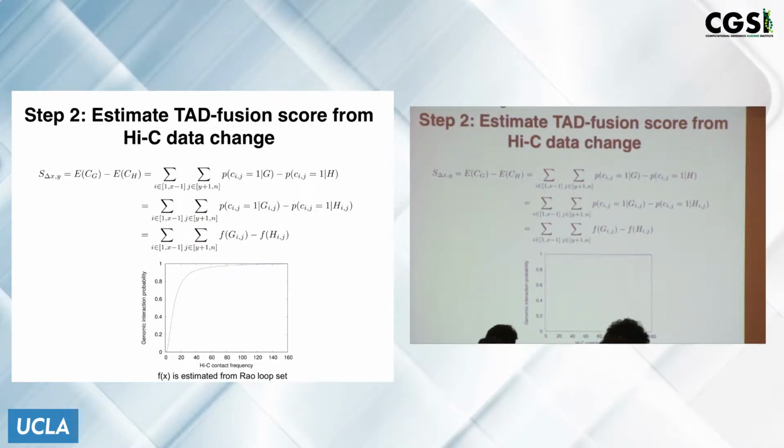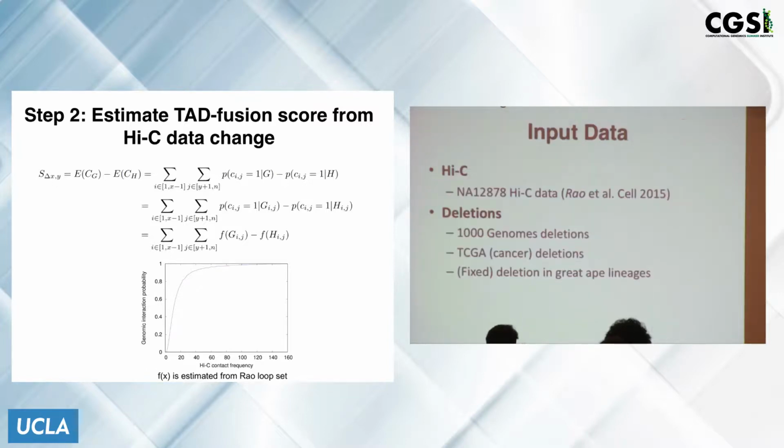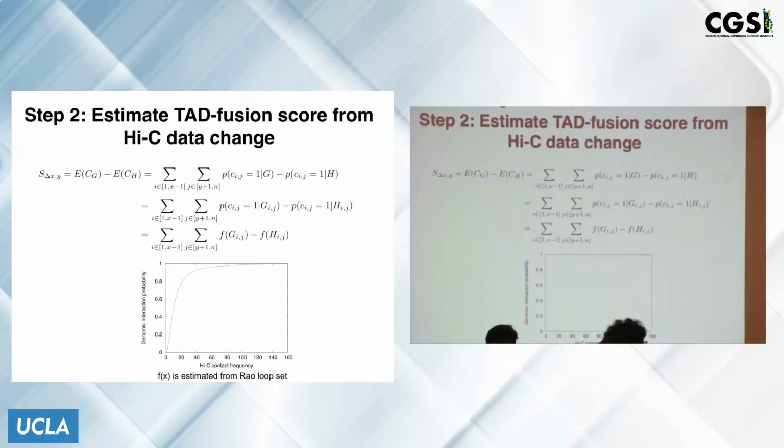Any questions about this part before I go into results? About step one of calculating the Hi-C matrix and then calculating the score? Okay. Can you just repeat what f is? Oh, f is the function that we learn for the probability of interaction between i and j given the Hi-C value for i and j. In other words, if in the Hi-C matrix you observe a value of 10, what is the probability of i and j interacting? What is the probability of i and j interacting if the value is 20?